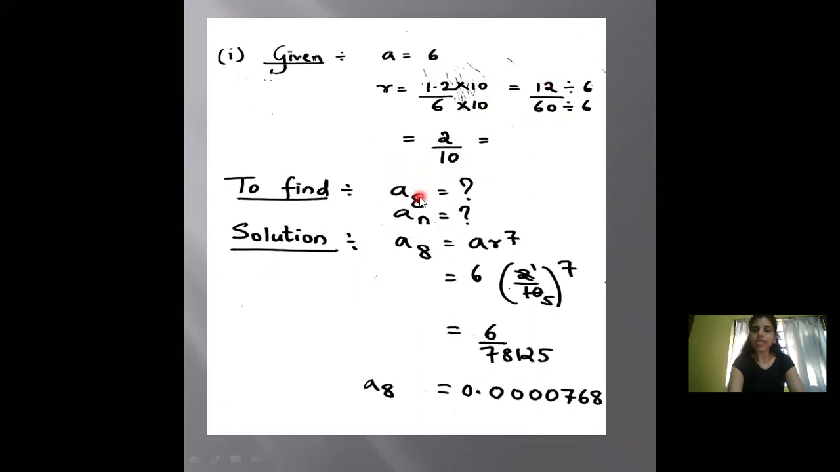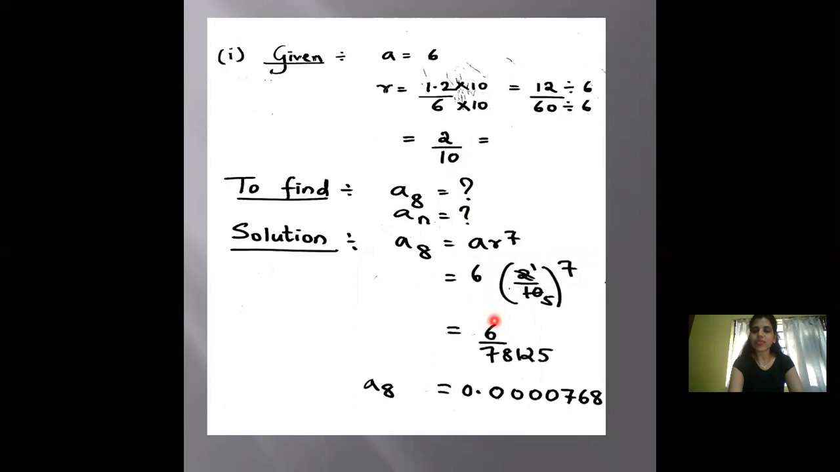Now I want to find the 8th term, the nth term. The formula for the 8th term I'm using is a r raised to n minus 1. So a into r raised to 7. I substitute a as 6, r as 2 upon 10, which I can write as 1 upon 5, raised to 7. Now, if you multiply 1 seven times, you're going to get 1.